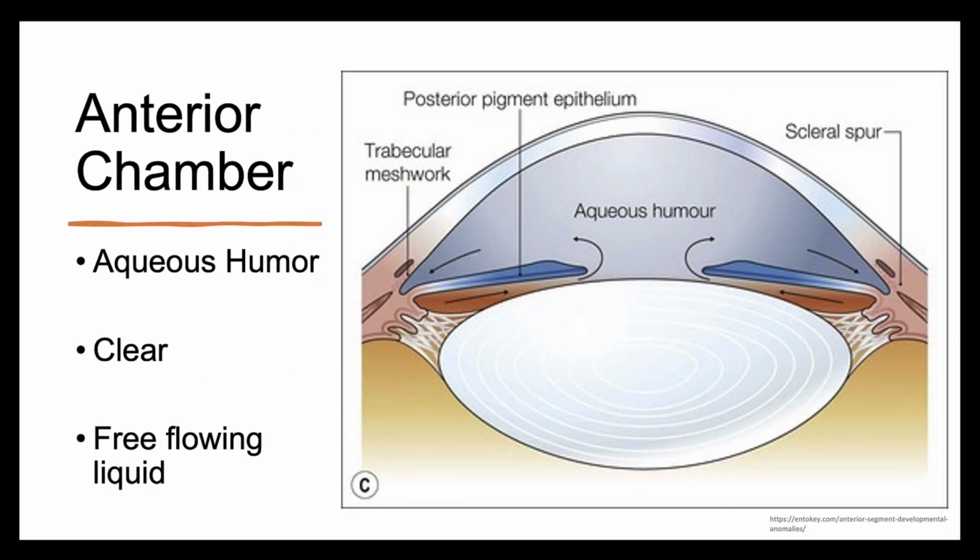Let's start with the anterior chamber. The anterior chamber is filled with what we call aqueous humor. That is just a very smart word for watery substance, a watery fluid. It is clear, otherwise we wouldn't be able to see through it, and it is a free-flowing liquid. It's very important to know that it is free-flowing.